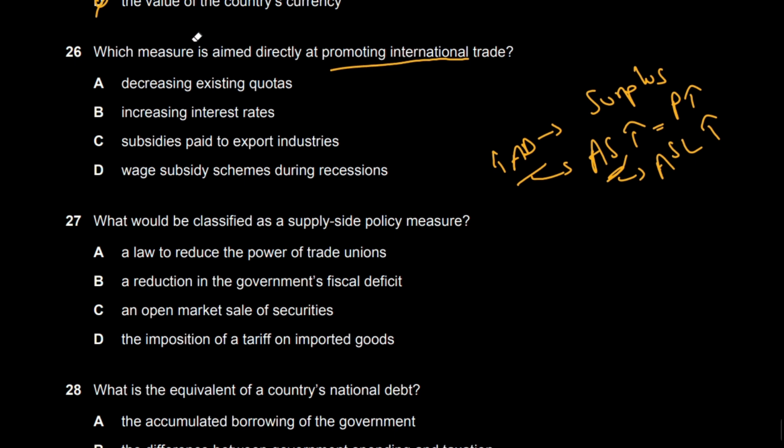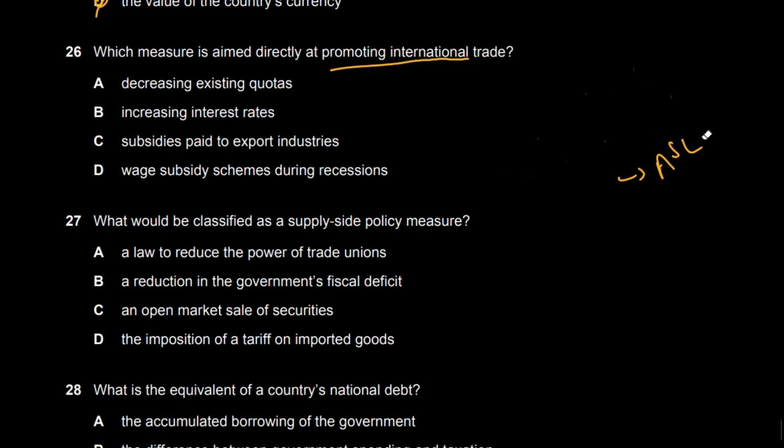Often students make a mistake here when they try to choose the best option. They forget that the examiner is asking you about a measure that is promoting international trade, not allowing international trade. There's a difference between promoting and allowing. For example, I allow you to eat candy. However, in the second scenario, I promote candy to you. So there's a difference between allowing and promoting.